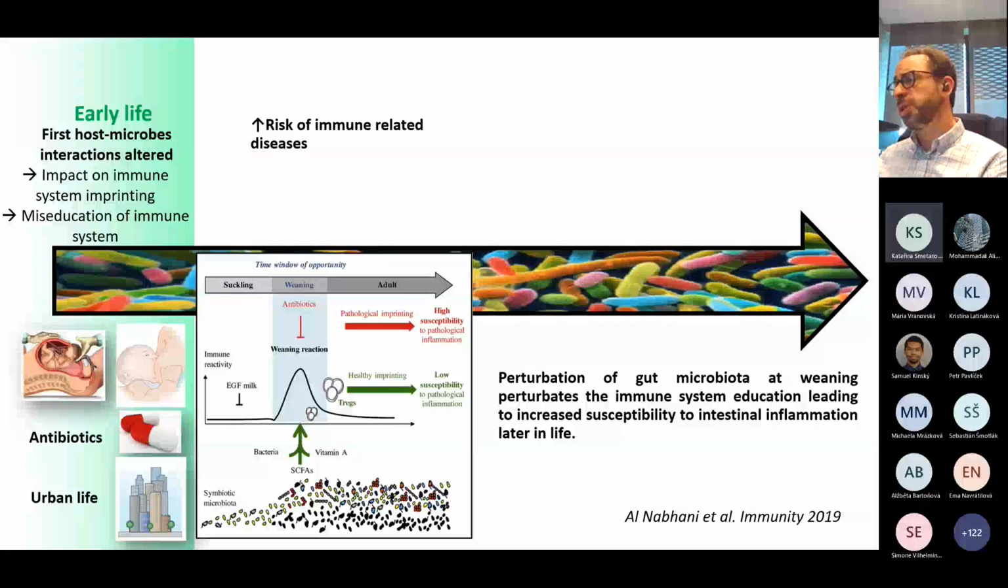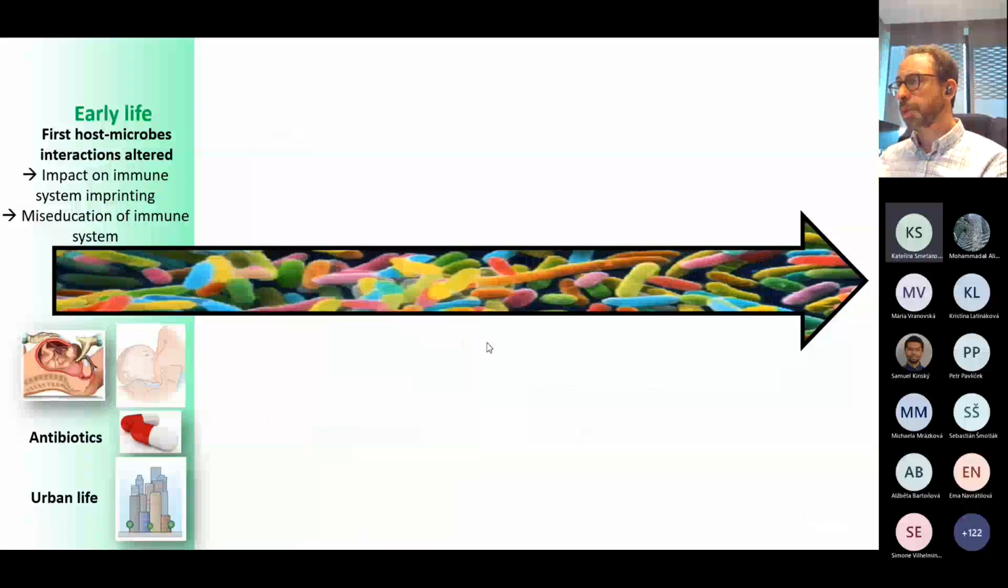Actually, this has been demonstrated, at least in mice, in this study published 3 years ago by colleagues from the Pasteur Institute. It was shown that perturbation of the microbiota at the weaning period using antibiotics will lead to a miseducation of the immune system and to the increased susceptibility to intestinal inflammation later in life.